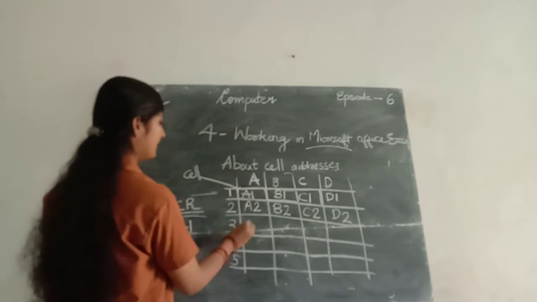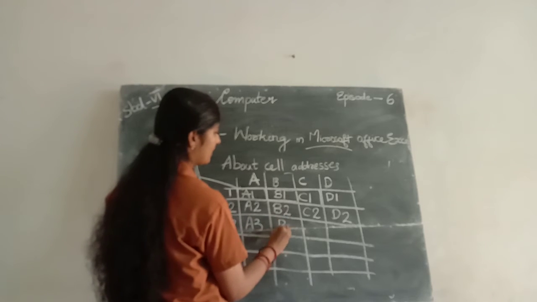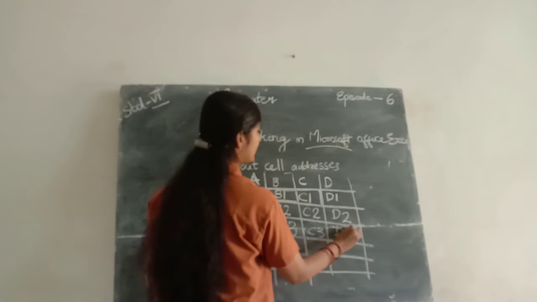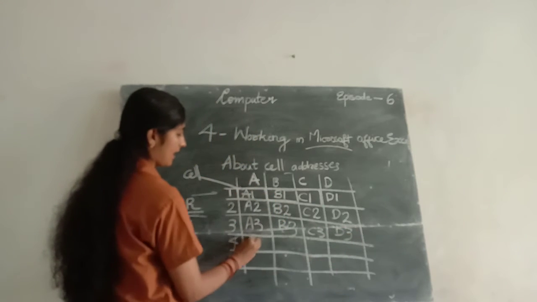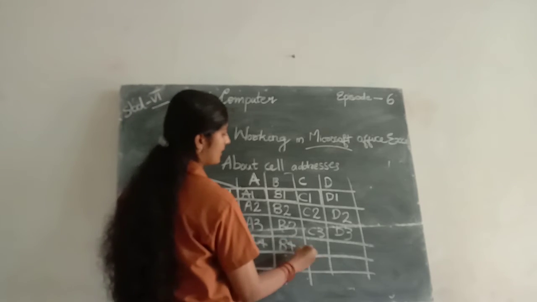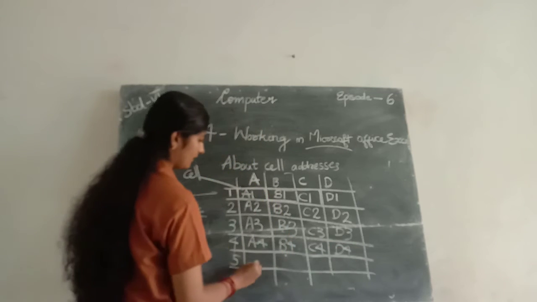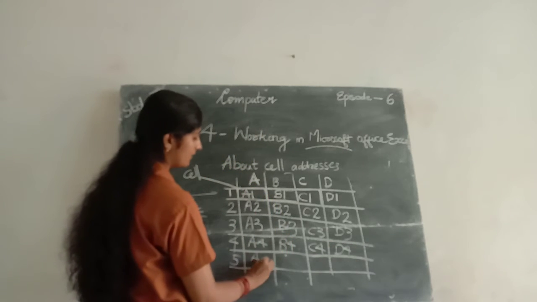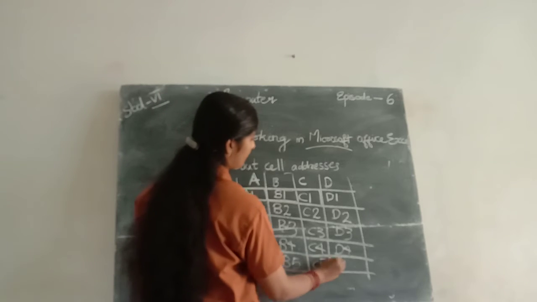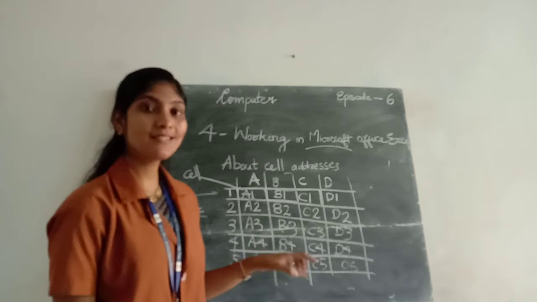Right. Then here A3, B3, C3 and D3. Here A4, B4, C4 and D4. Then A5, B5, C5 and D5. Now you can understand what is the cell address.